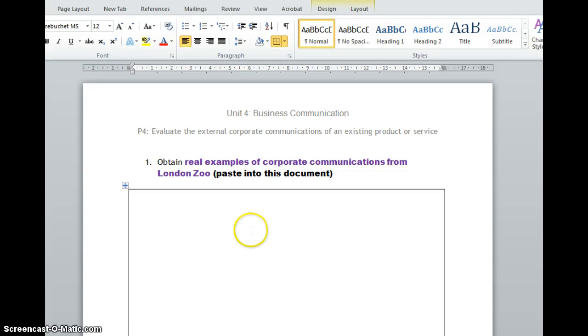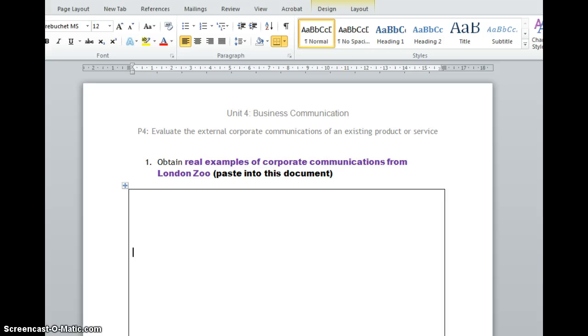You start with the guidelines, which you are going to find on the scheme of work, the learning plan on Study Space. It's actually just above the upload area too, so easy to find. This is the one you want with the London Zoo written here.